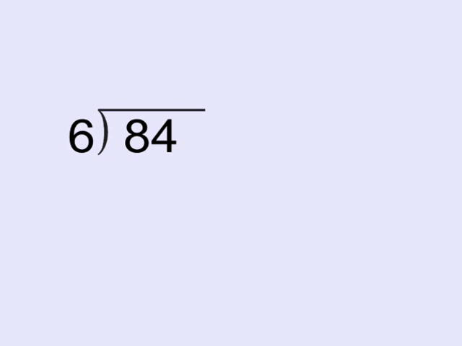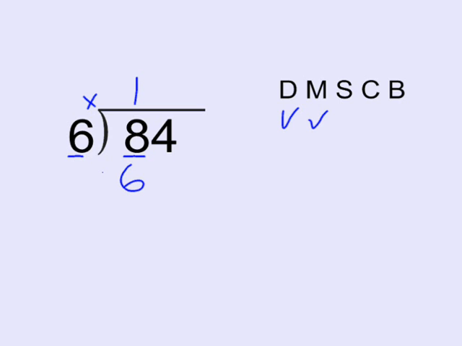84 divided by 6. First thing I have to remember is my checklist. So 6 into 8. I'm going to divide. 6 goes into 8 one time. Then I multiply. 1 times 6 is 6. Then I subtract. 8 minus 6 is 2. Then I check. 2 is less than 6. Then I bring down. 4 is brought down, making my new number 24. I don't have an X on the bring down, so I have to keep going.